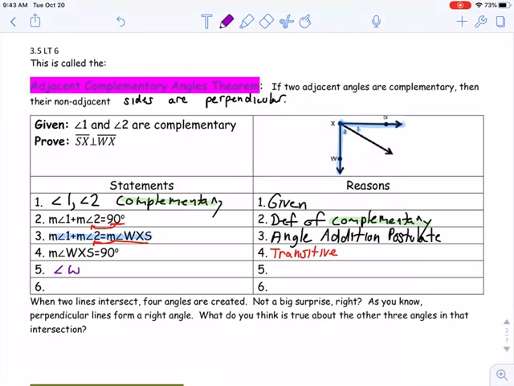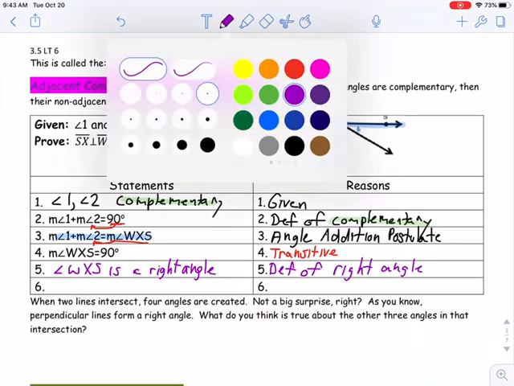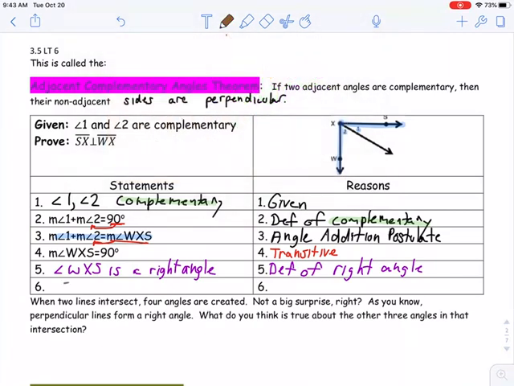So that means that this angle is a right angle by definition of right angle. So then from there, since we have a right angle, it must mean that the lines are perpendicular by definition of perpendicular.